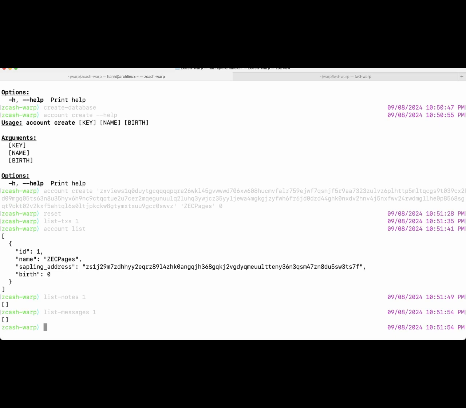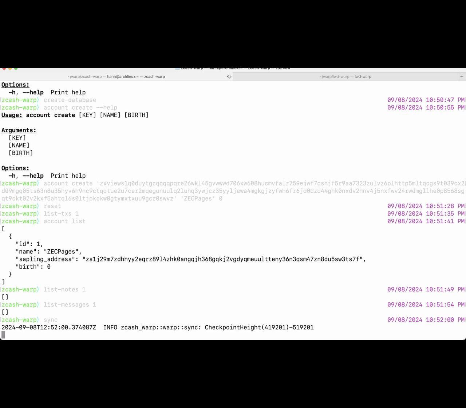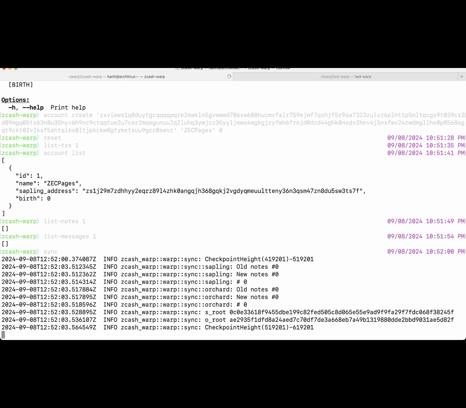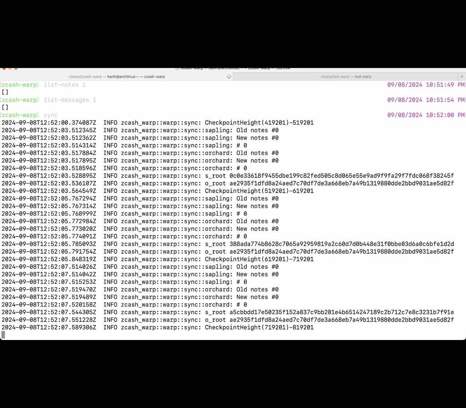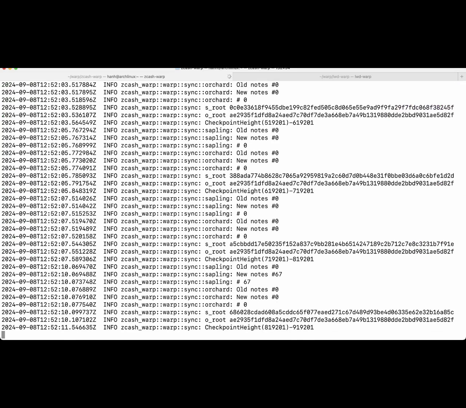Now I initiate the synchronization process. The starting point is block 41921, which is sapling activation height plus 1. There's nothing on the first block. And then it would work in chunks of 100,000 blocks.